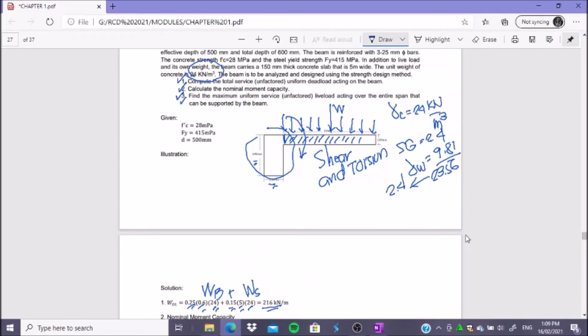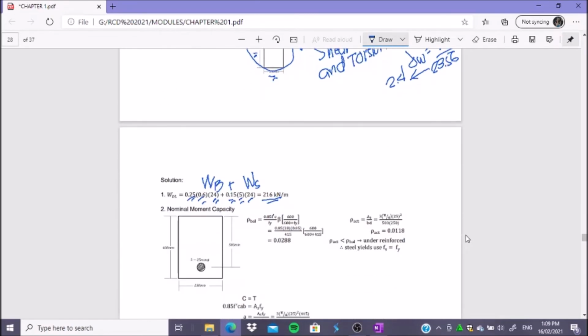And number 2, calculate the nominal moment capacity. Okay, so since galing na tayo dun sa mga example sa mga former videos, dito sa given beam natin, kailangan alamin natin kung case 1 o case 2.